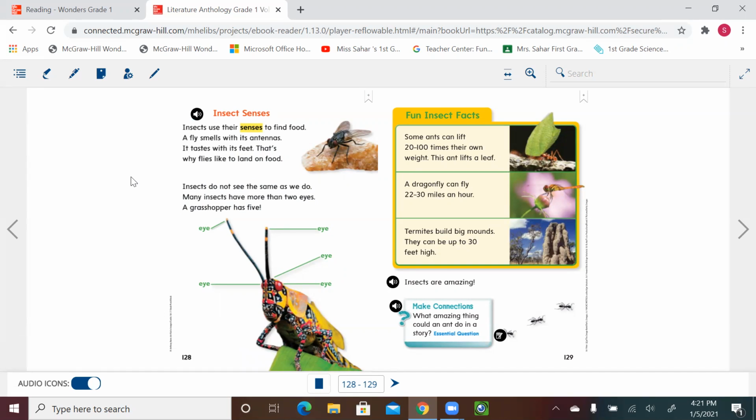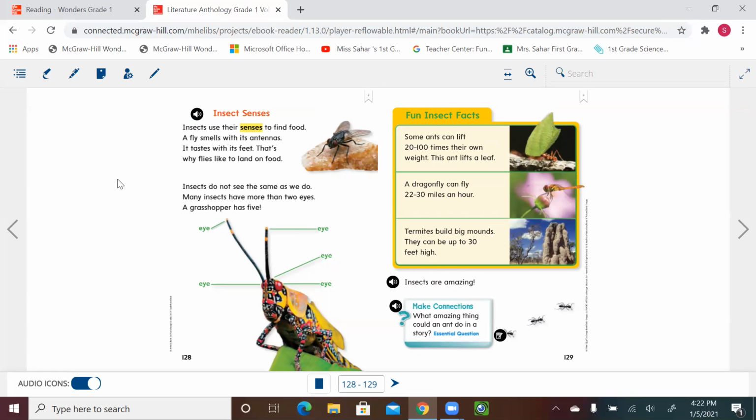So over here, that shows us the insects using their senses to find food. And they give us an example that the fly smells with its antenna and tastes with its feet. And also when the fly lands on food, that's when it eats with its feet or its legs. And also that some insects, like the grasshopper, have more than 1 eye. They have 5 eyes. So this is informative, this is detailed, this is information about insects. That's why we say it's nonfiction, and it's informative, that it gives you information about the lesson that we're reading about.